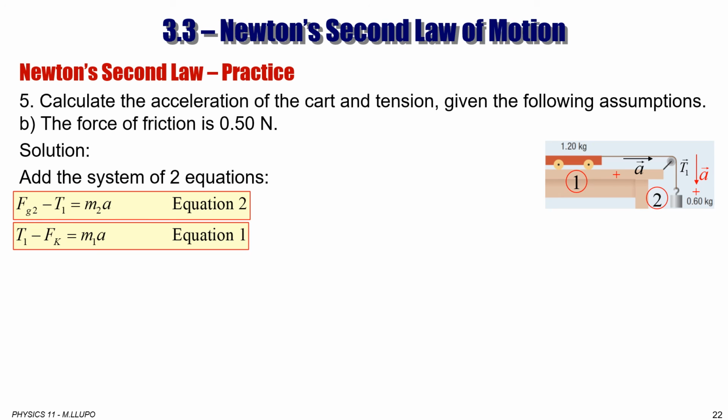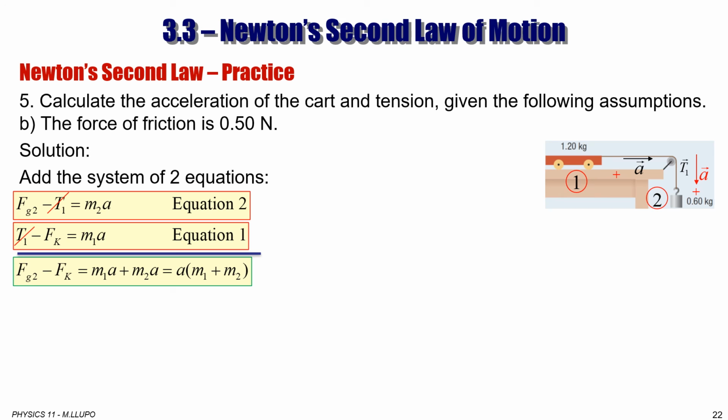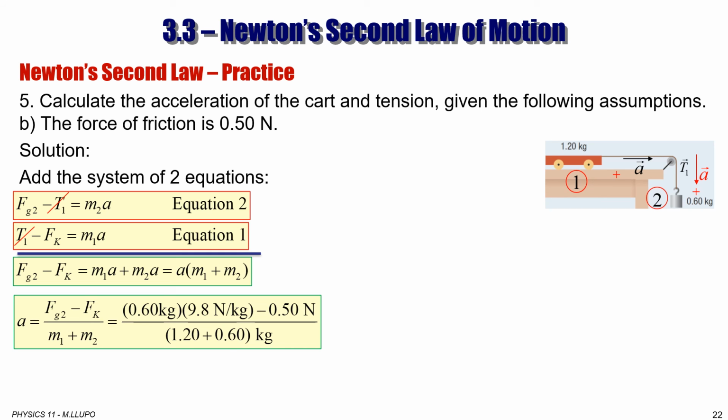And the last step would be we add the system of two equations. You see that T1 will cancel. On the left is Fg2 minus Fk. On the right is m1a plus m2a. We factor a and we solve for a. So it's Fg2 minus Fk divided by m1 plus m2. We plug numbers into that formula and we find acceleration is 2.99 Newton per kilogram or meter per second squared.